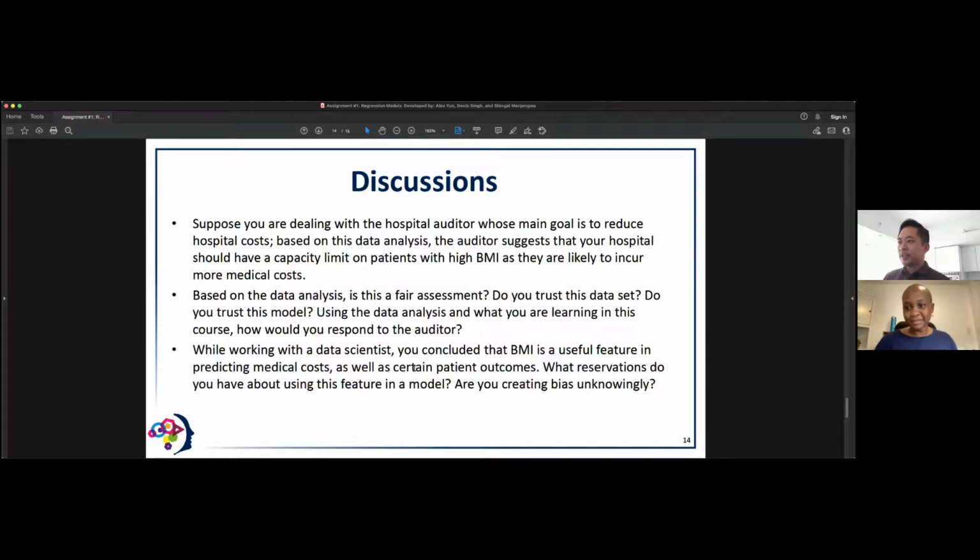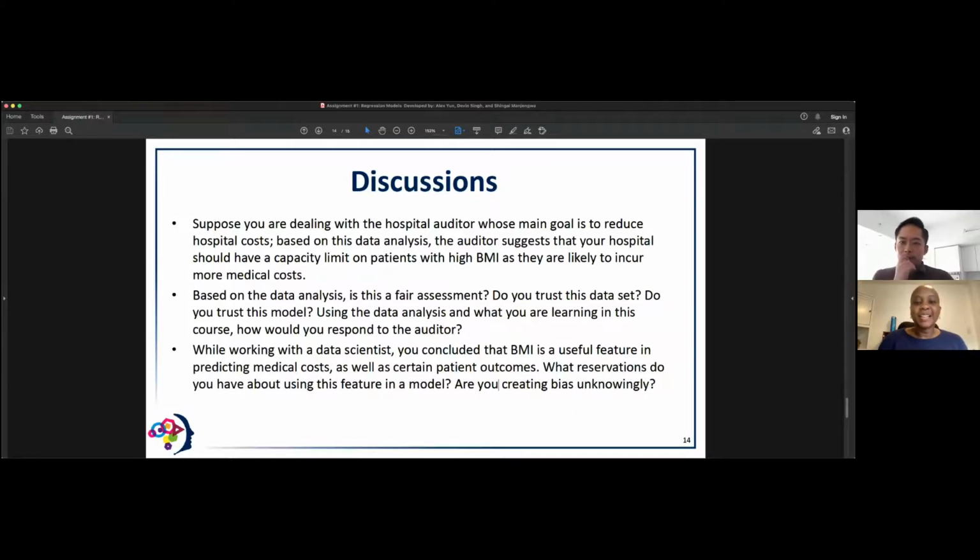I think it's fair to say that this is in the data. Yeah. So we saw that the higher the BMI, the higher the medical costs that one was incurring. All right, so the data analysis does show this. So the auditor is speaking from a factual basis, based on the data analysis that we've conducted on this data set.